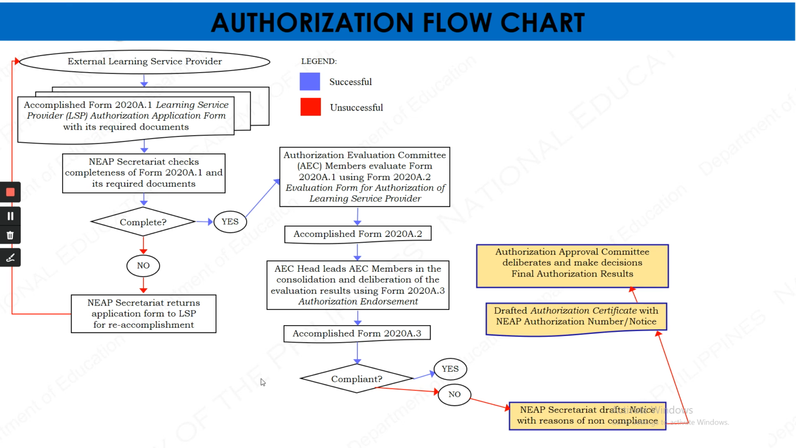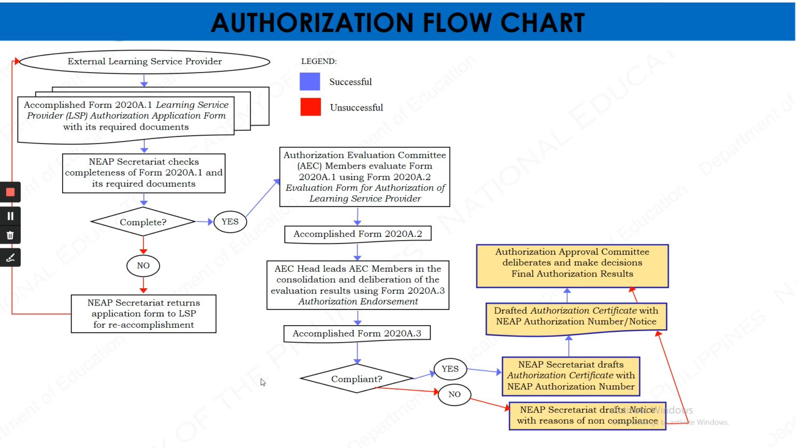Okay. Pero we really encourage the evaluation committee to provide evidence why that is the reason, not just like yes or no. We really need to validate and provide evidence. If it's yes, NAIAP Secretariat drafts authorization certificate with NAIAP authorization number. Then authorization approval committee deliberates and makes decisions for final authorization results. Yan. So, even if it's already yes po kay evaluation committee, pwede rin na ma-disapprove siya kay approval committee.